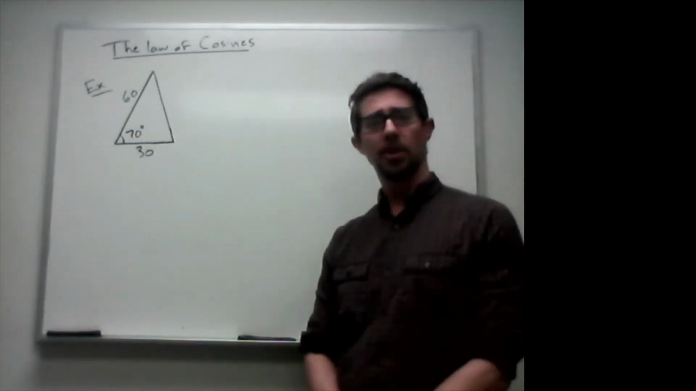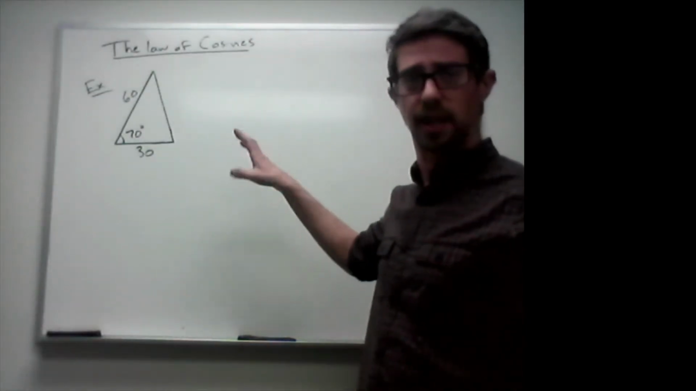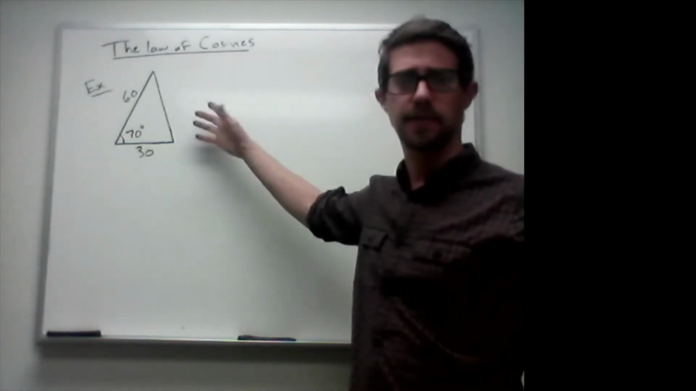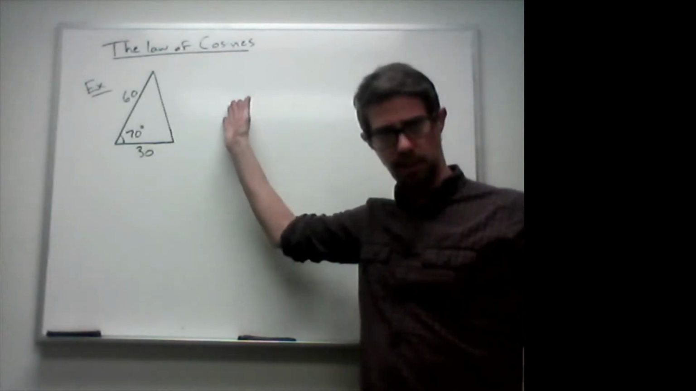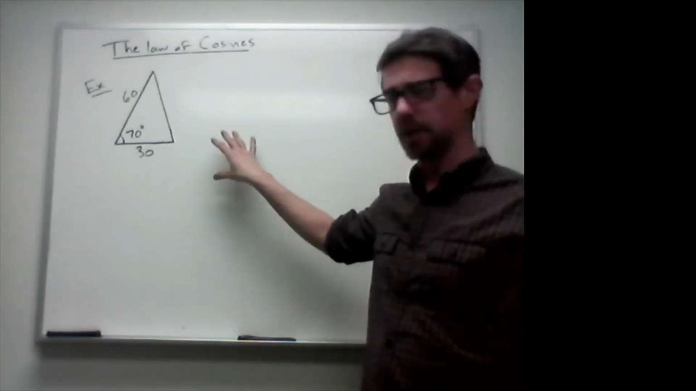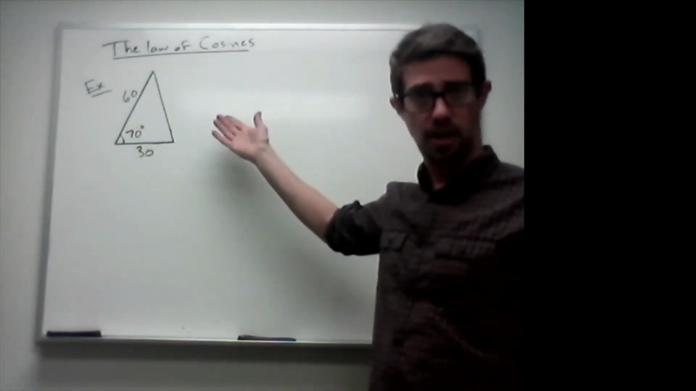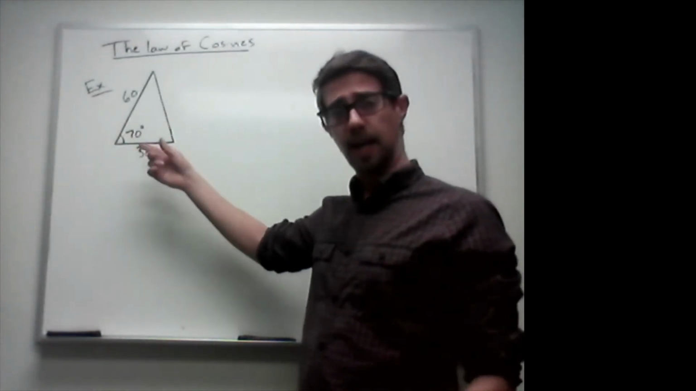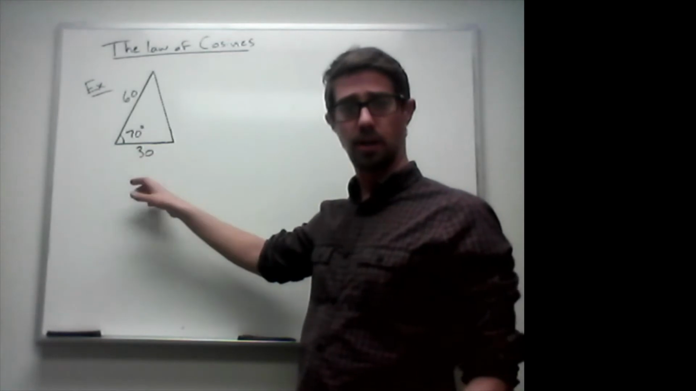Hello. So the second and really only other technique we have for solving oblique triangles is called the law of cosines. And when would we need such a thing? The simplest way to put it is we need it anytime we can't use the law of sines. So we're going to start right off with an example. I am giving you a triangle and I'm asking you to solve it.